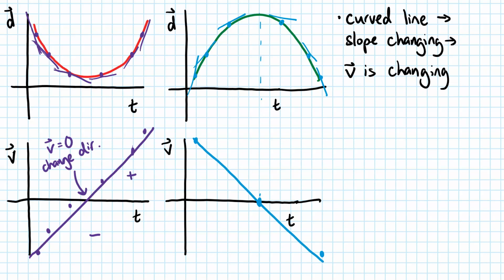So a couple of points about these graphs. A curved line on a position time graph means the slope is changing, therefore the velocity is changing. A straight line on a velocity time graph means that your velocity is changing.